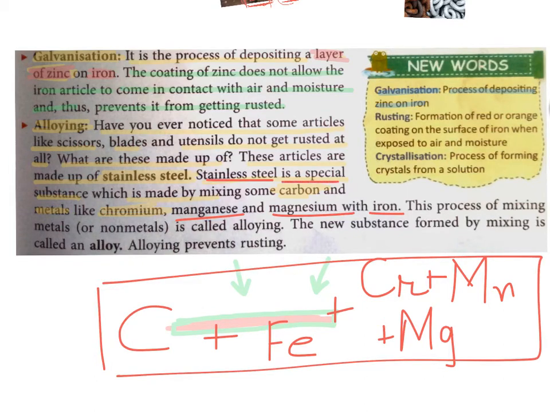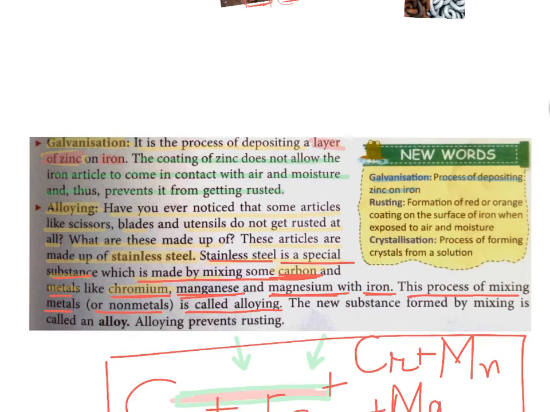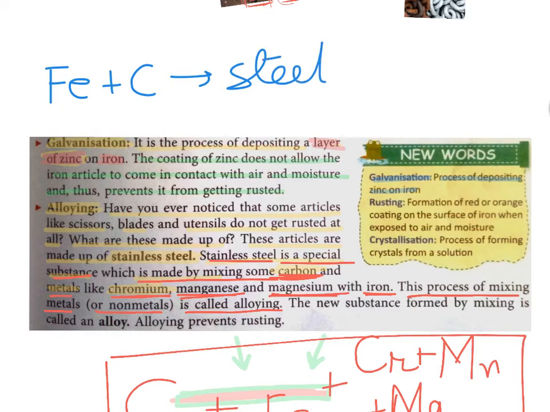Stainless steel is a special substance which is made by mixing carbon and metals like chromium, manganese, magnesium with iron. So the process of mixing metals or non-metals is called alloying. So let us understand what alloying is. We have iron which is very prone to rusting. So when we add a little carbon to it, we get steel. The properties of iron and steel are not the same. It acquires a few new properties.